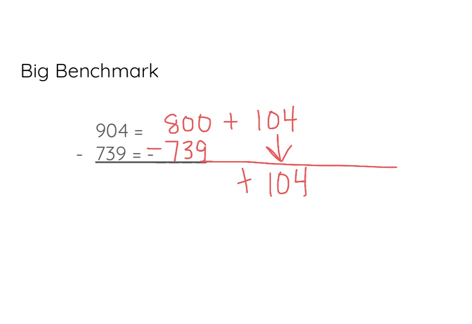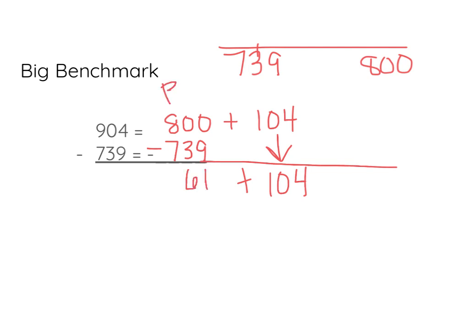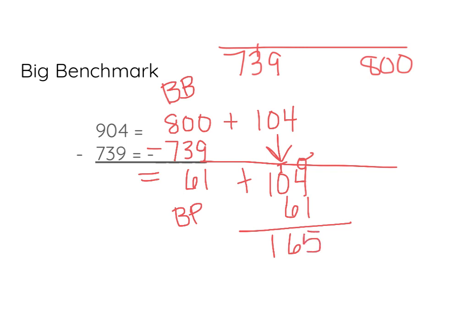Now remember, if I'm at 739 and I'm on my number line, how do I get to 800? Well, it's not with a 1, it's with a 61 because this is my big benchmark, so I need my big partner. So 61. If you'll remember, I've told you that it's probably easier to bring that down. Line up your tens, line up your ones, and add it to get 165. Great job.